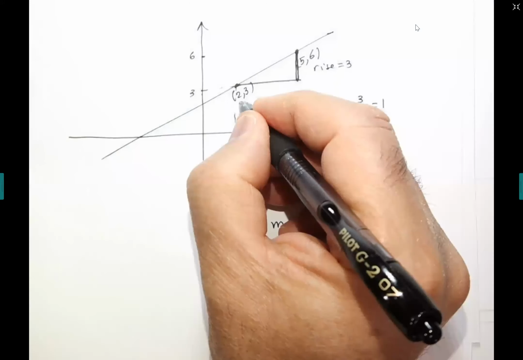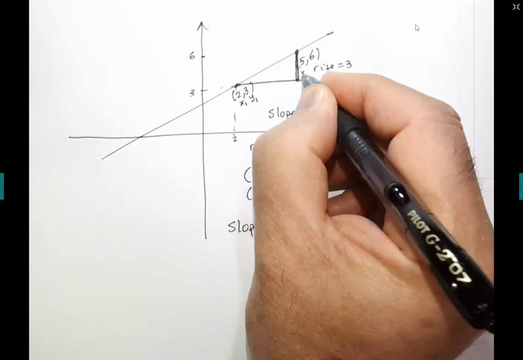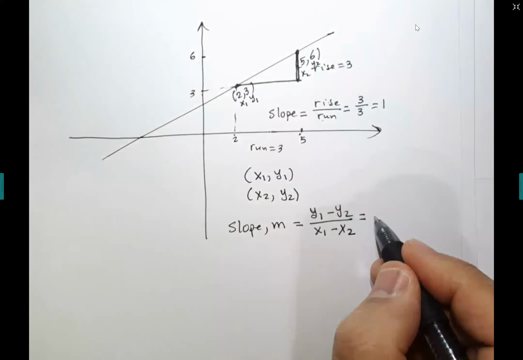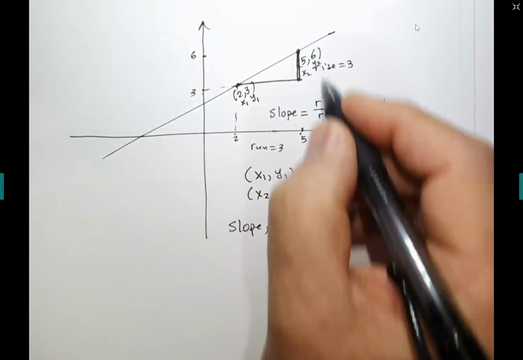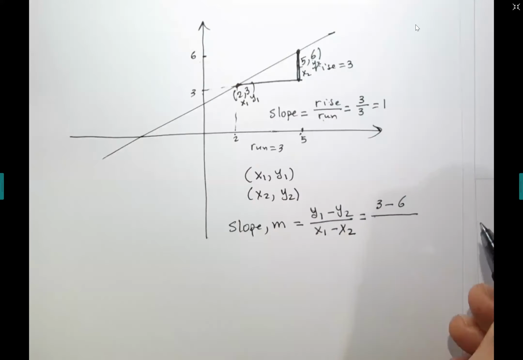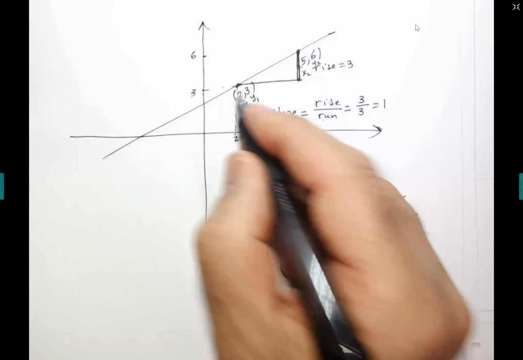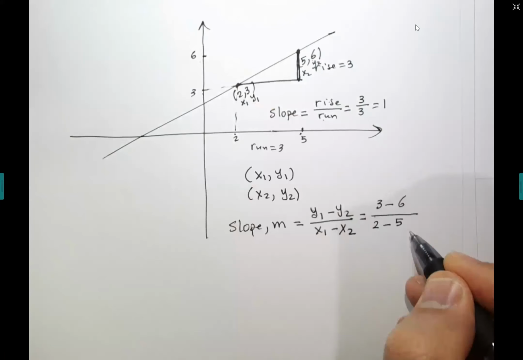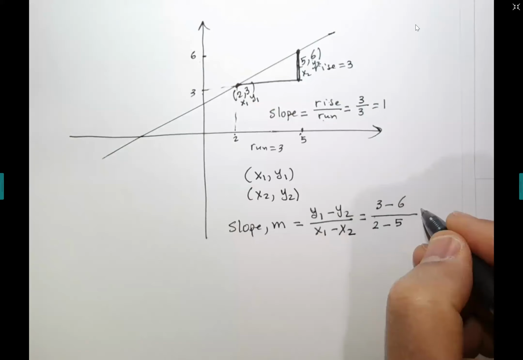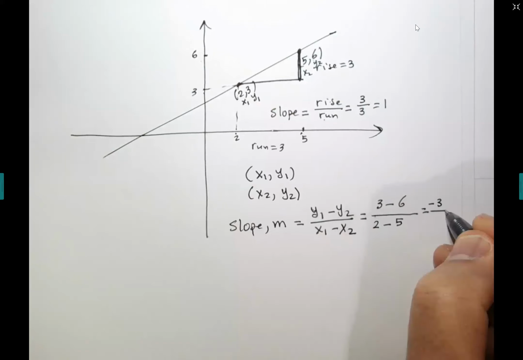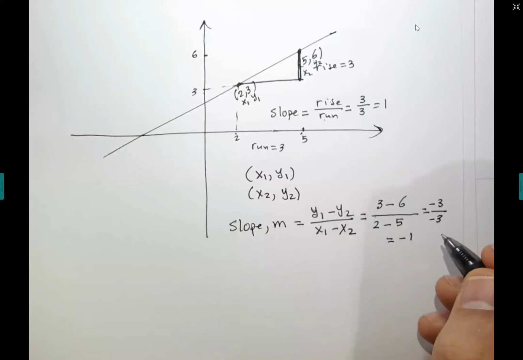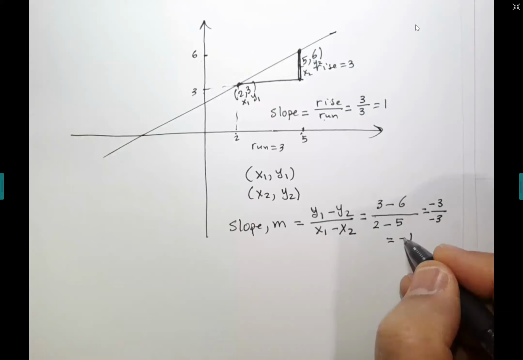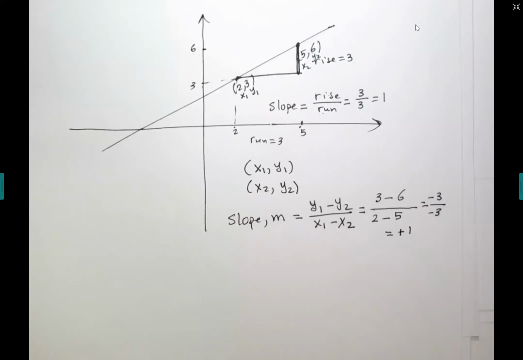This is your x1, guys, and this is your y1. This is your x2, and this is your y2. And let me show you that the formula works. y1 is 3 minus y2, which is 6. I should get 1 again. If I don't get 1, I'm in trouble here. x1 is 2 minus x2, which is 5. Okay, what's 3 minus 6, guys? It's negative 3. And 2 minus 5 is negative 3. And you guys agree with me that negative 3 divided by negative 3 is positive 1. And this is what the slope is.